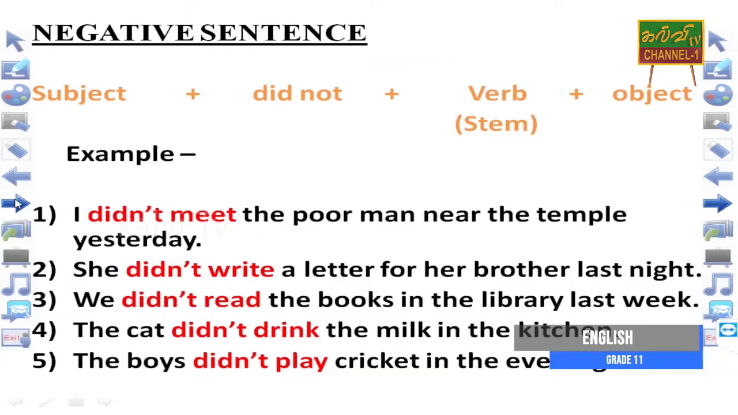The third example, we didn't read the books in the library last week. Here we are using read. Fourth one, the cat didn't drink the milk in the kitchen. Here we are using drink. Drink is the stem for drank. Last one, the boys didn't play cricket in the evening. Here we are using play, the verb stem.